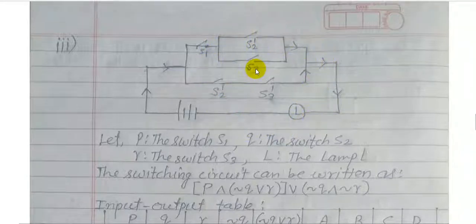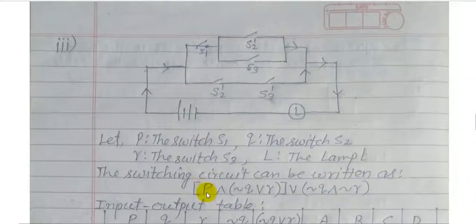So first you have to convert it into symbolic form and then write its input output table. For this diagram, let P be for the switch S1, Q for the switch S2, R for the switch S3, and L the lamp. Now, in symbolic form, the switching circuit can be written as S1.